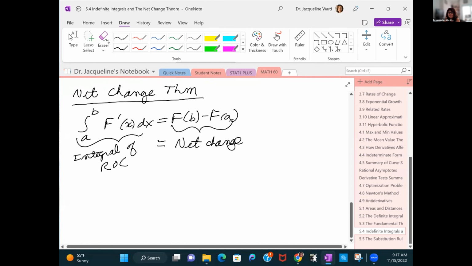Now, anytime I see a prime, F prime, the first thing that pops into my head really is velocity, right? Because whenever I see an integral, the first thing that pops into my head is area under the curve. So when I see a derivative, I think of rate of change, and our common everyday experience of rate of change is a velocity. And so this is saying, if you integrate a velocity from t1 to t2, this actually gives you a displacement.